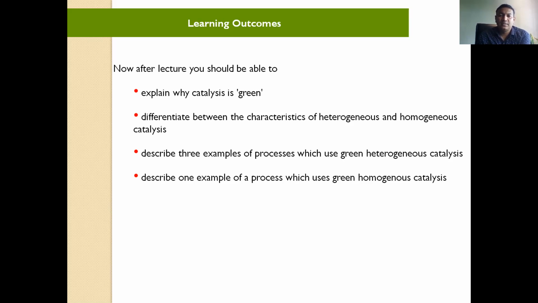So, you should be able to write down the difference between the characteristics of heterogeneous and homogeneous catalysts. Then at least three examples of heterogeneous and three examples of homogeneous catalysts you should be able to write down after this lecture. Then I would like to ask you one question.